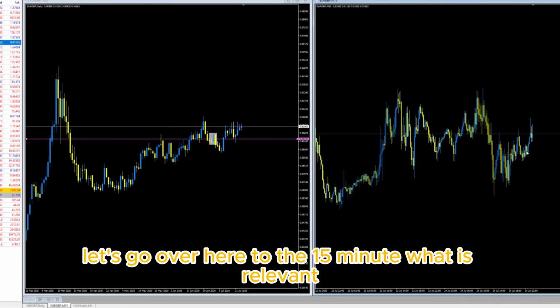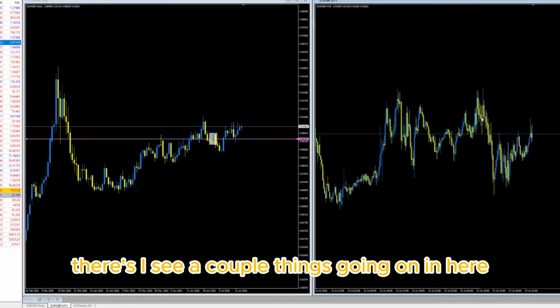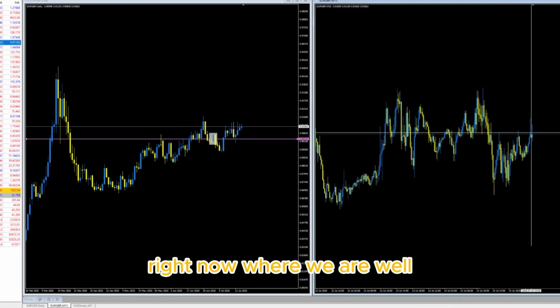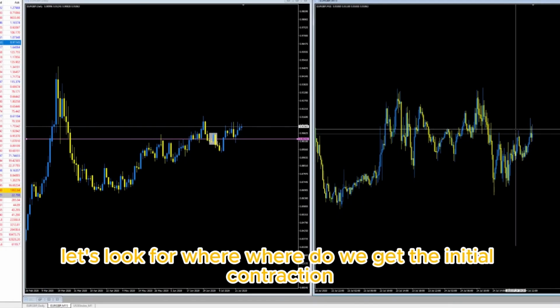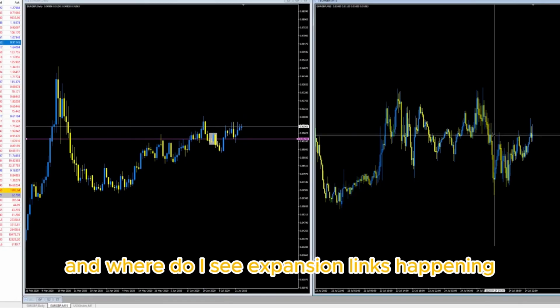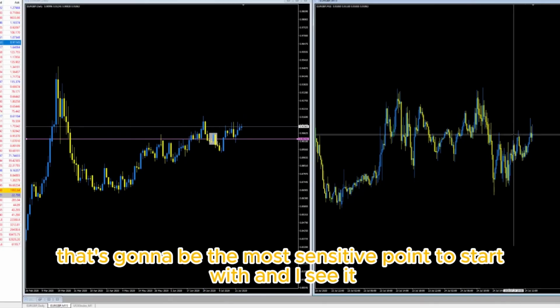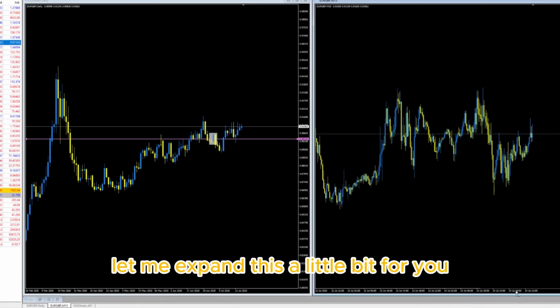What is relevant? I see a couple things going on in here, but what's relevant to price right now? Right now where we are. Well, let's look for where do we get the initial contraction and where do I see expansion legs happening? That's going to be the most sensitive point to start with. And I see it. Let me expand this a little bit for you.